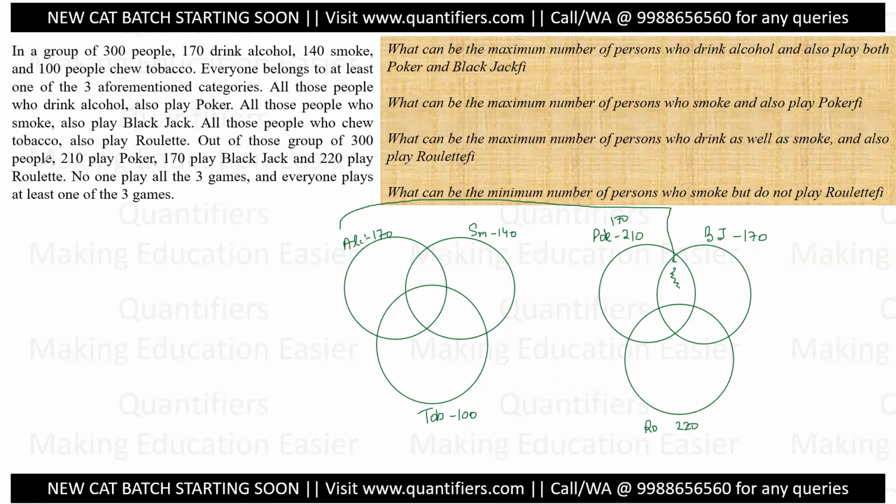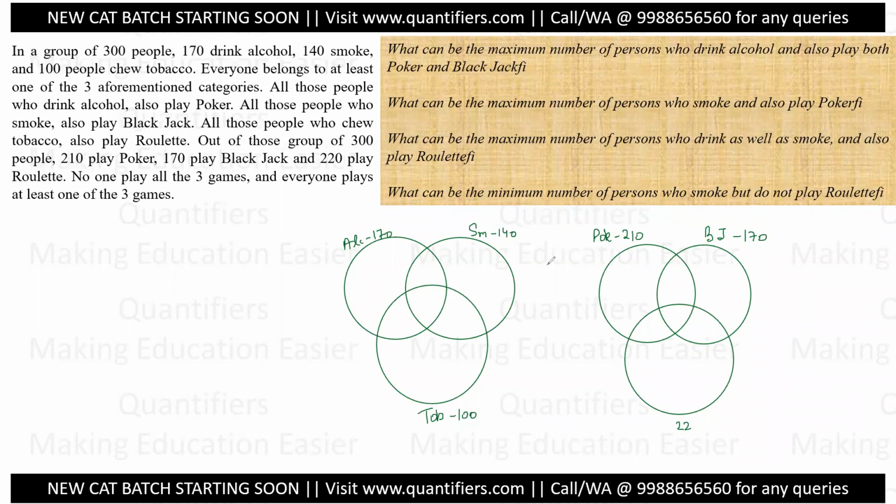The smoking people are in blackjack, the tobacco people are in this one. So these people are lying here. The smoking people are lying in this category, while these 170 people are lying in the poker category. All right, it is given to me for a fact.